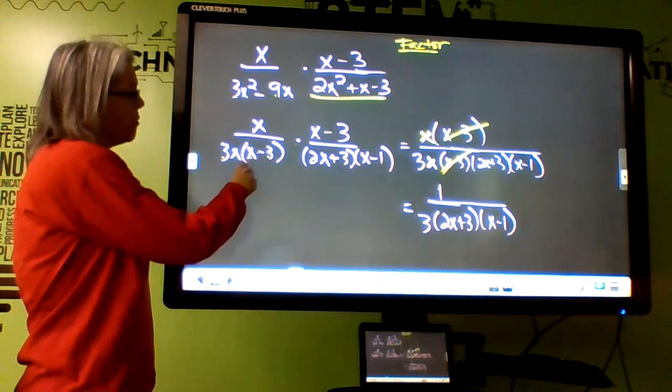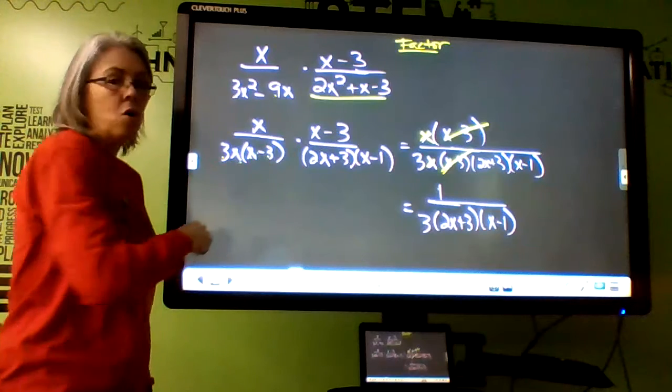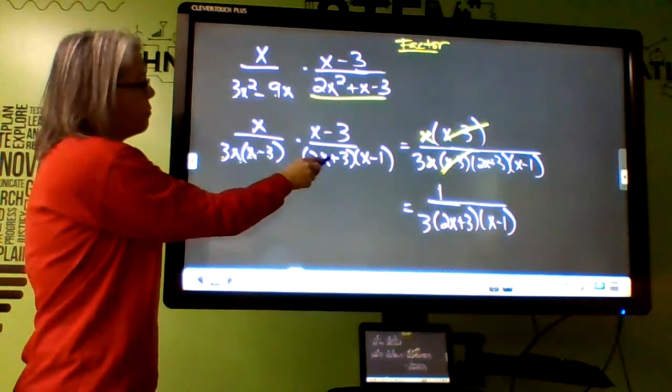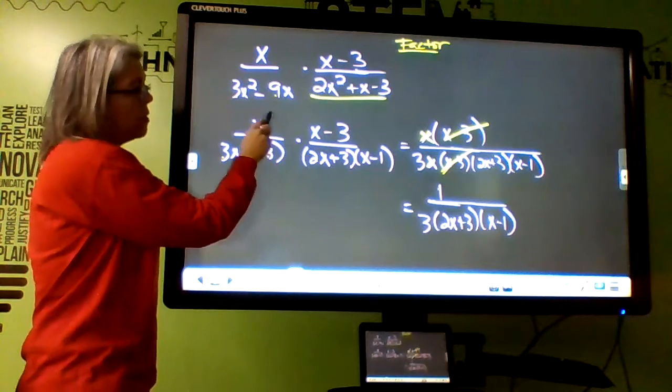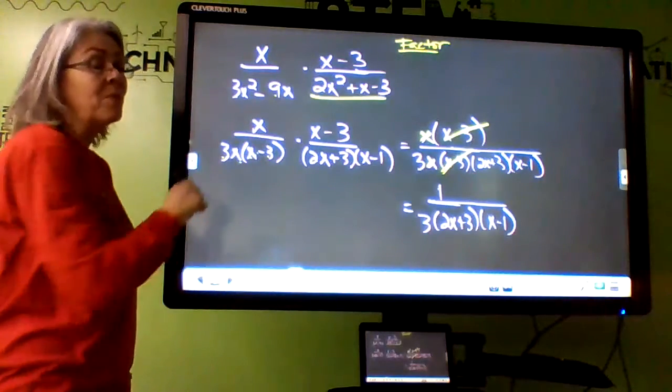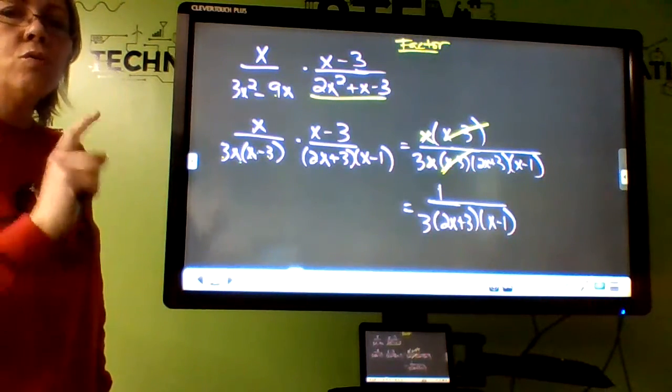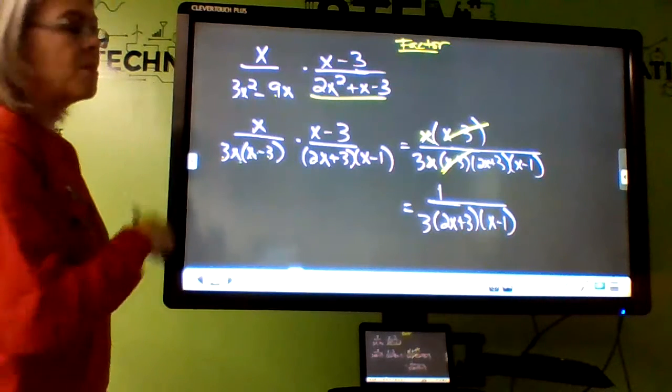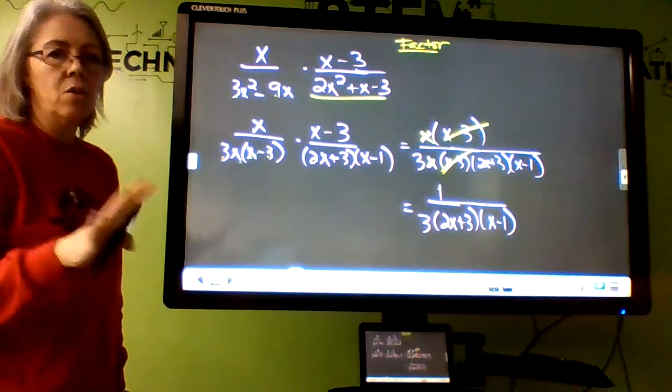This one, we could have cross-canceled here also, right? We couldn't have cross-canceled here. We would have had to wait till we get here to do this. Now, you can simplify top and bottom also. You just have to be careful that you have it in the factored form before you start doing that so you don't confuse yourself.